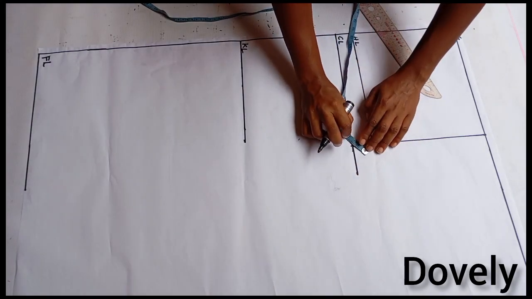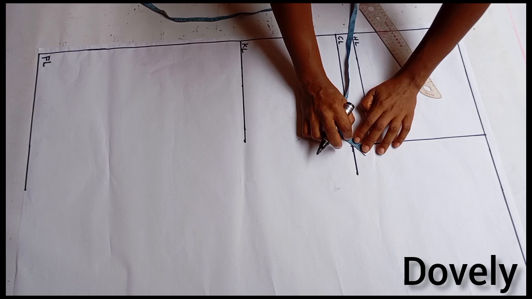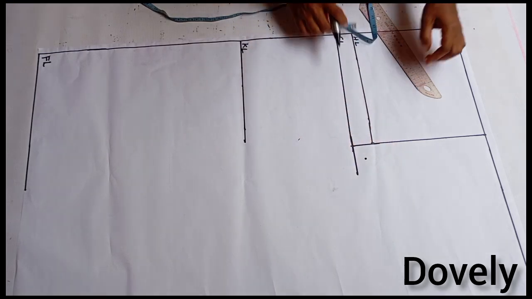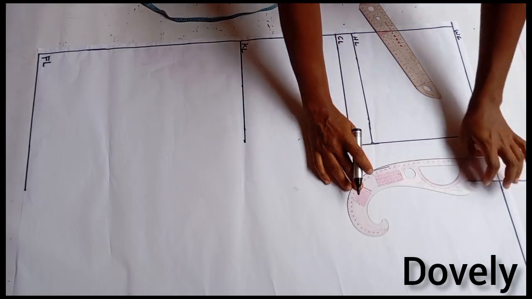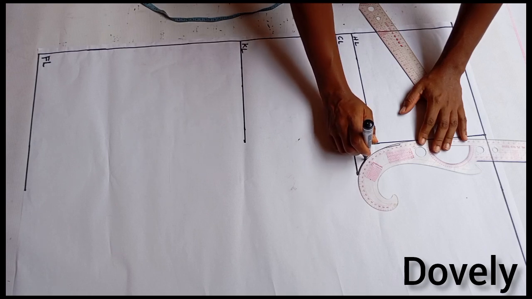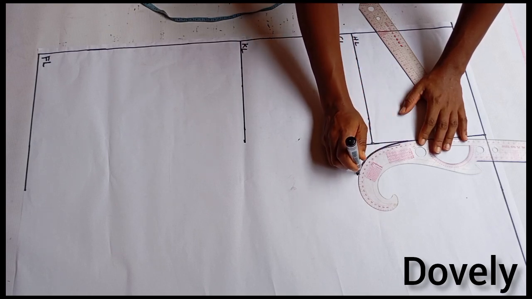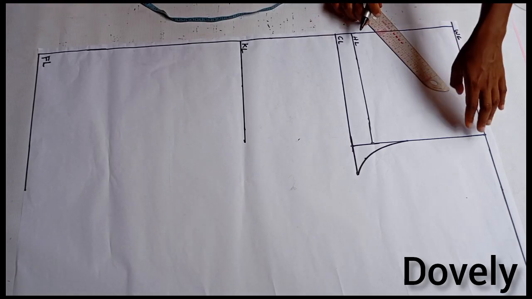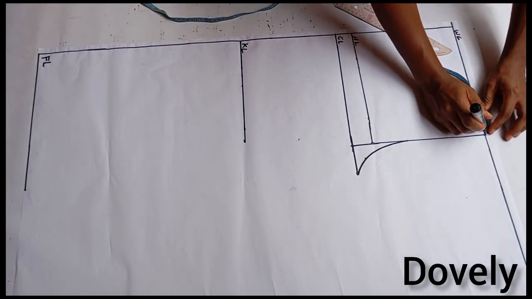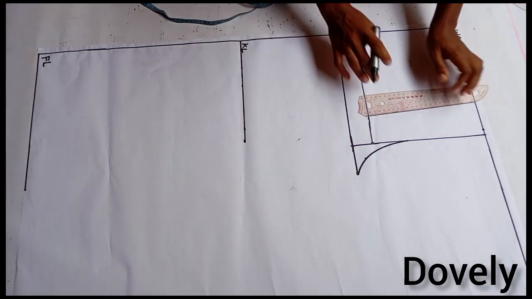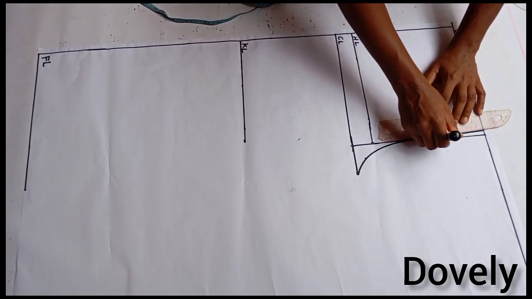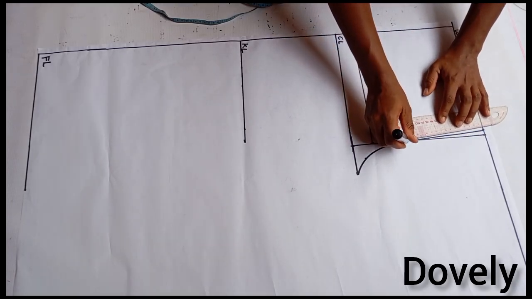So for my curve, I'm going to come in here by 1.5 inches. Then I'm going to make a curve over there. Make sure not to go too deep. Then from here, I'm coming in here by 0.5 inch. So this becomes my new waistline.